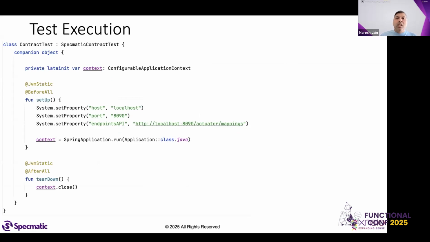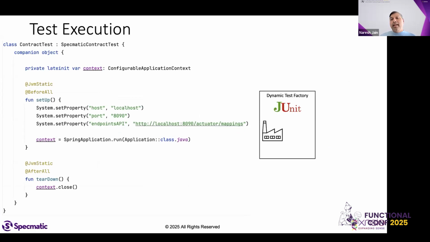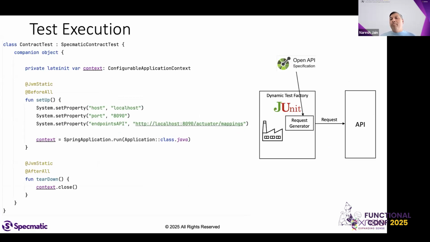As I was showing you earlier, when we do a test execution, there's actually nothing inside the test itself. What we are doing is creating a dynamic JUnit test factory, which builds a request generator. That derives all the properties and creates the request based on the Open API specification, and then makes the request to the API. When you get a response back, it validates the response against the API spec to make sure that the returned schema is as per the specification and so forth, right? So when we are doing this process, we are generating a whole bunch of tests to feed dynamically into this JUnit test factory.